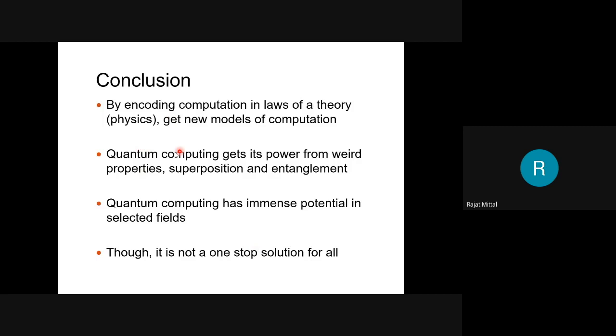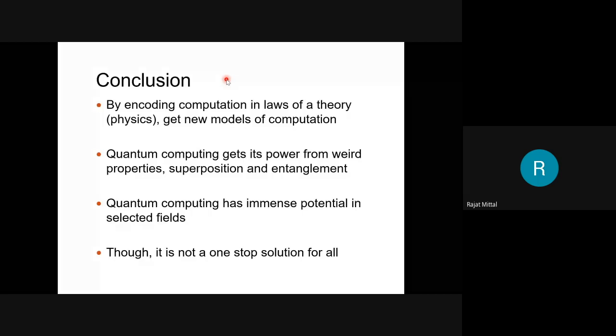Right. So I will conclude. By encoding computations in a law of physics, we can create new models of computation. This is like quantum computers, DNA computing. So many places people have realized this idea that if I can encode computation in some physical law, I can probably compute faster, or I can compute differently. It's the same idea which works for a quantum computer.